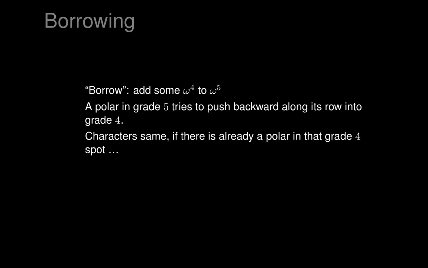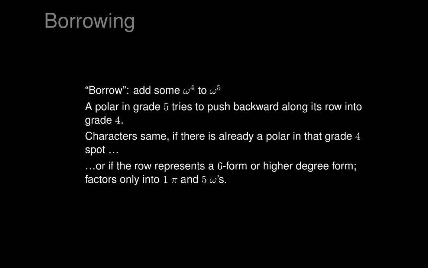If there's already a polar in that grade 4 spot that it tries to push into, when the polar tries to push itself backward, if it finds it's already got a polar, it's only adding a small multiple of a different polar, or the same polar, so it won't change the linear dependence. Things will remain linearly dependent when you add small linearly dependent things to them. So it won't change the fact that that's a polar, and so you have the same pattern of polars. So it may not actually do anything. If there's already a polar sitting there, it may not work.